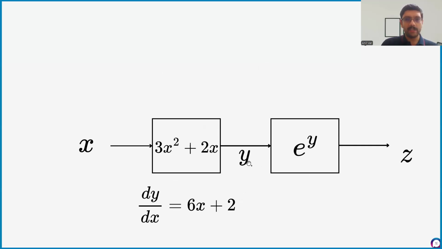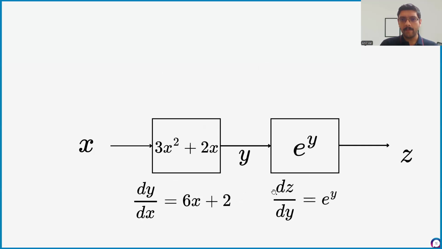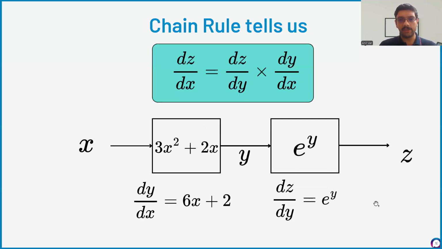So in this case, the derivative of y with respect to x is the derivative of 3x squared plus 2x with respect to x. The derivative of 3x squared is 6x, and the derivative of 2x is 2. So you get this derivative. Next, you have the derivative of z with respect to y. Again, it's a very simple function, and we know that the derivative of e to the power of y with respect to y is e to the power of y. So we've got the derivative of these two simple functions.